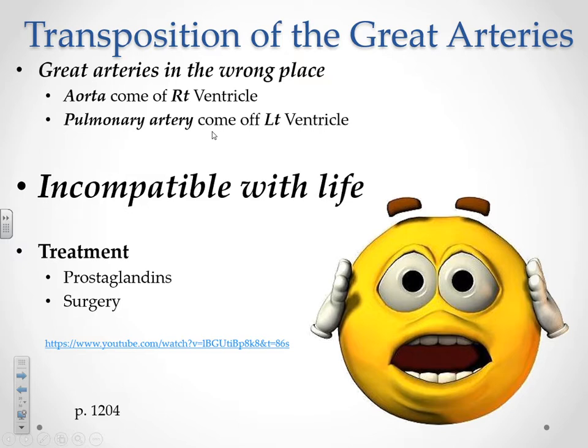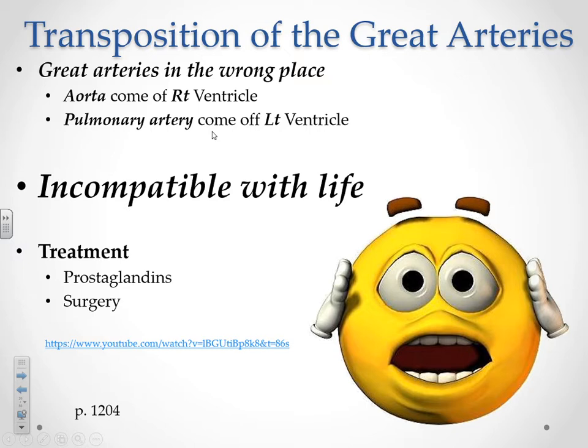So your oxygenated blood comes from the lungs and goes back to the lungs to be oxygenated. Your unoxygenated blood goes out to systemic circulation and then comes back into systemic circulation. So unoxygenated blood stays in systemic circulation unoxygenated. The oxygenated blood stays in pulmonary circulation and stays oxygenated. So this is a lethal defect.